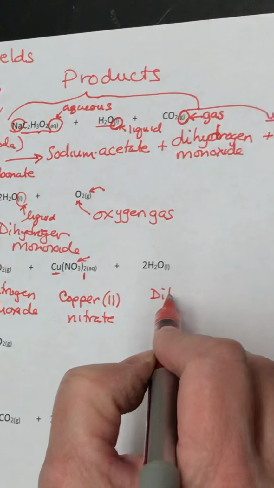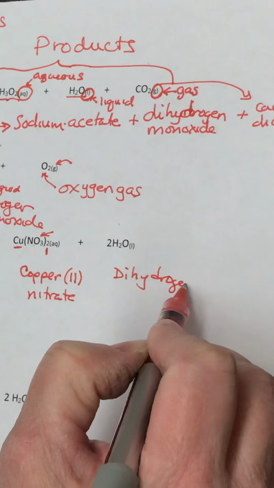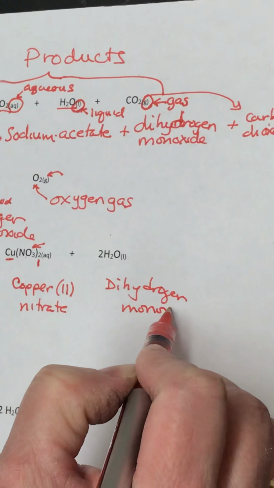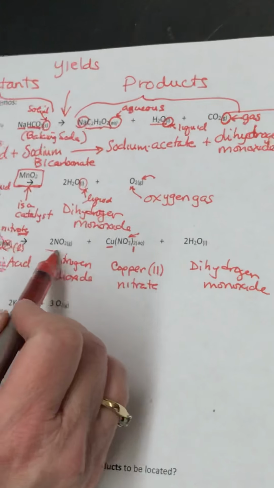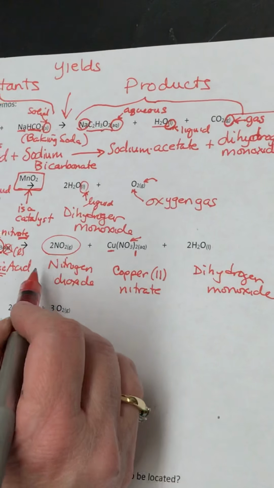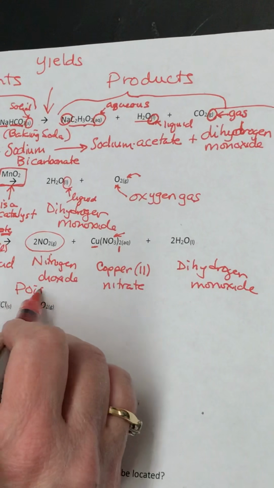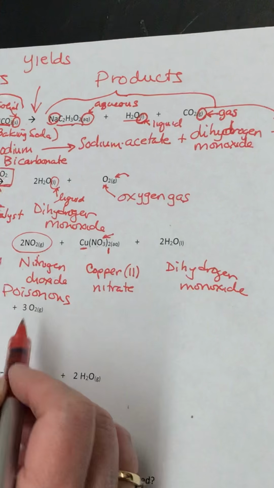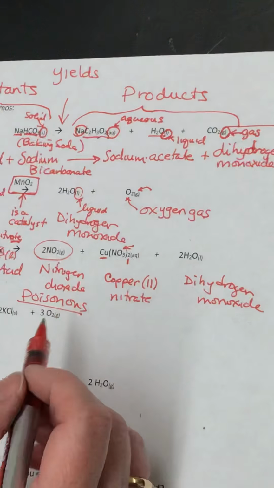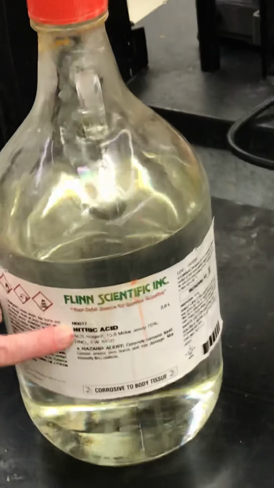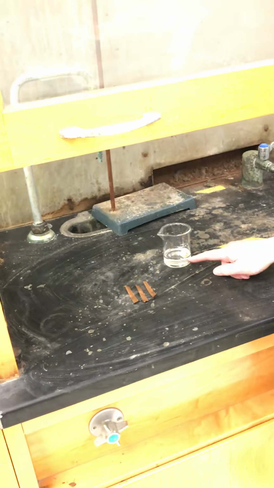And then, of course, we have our dihydrogen monoxide. Now, I cannot test for this particular product because this stuff is actually poisonous. And you'll see it. So come with me. So here's our nitric acid that we're using, concentrated nitric acid. And then you come over here. I already put it in the fume hood. And we put it in the fume hood because it is poisonous.